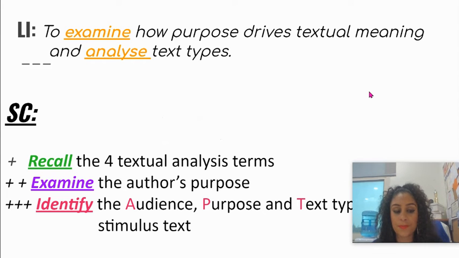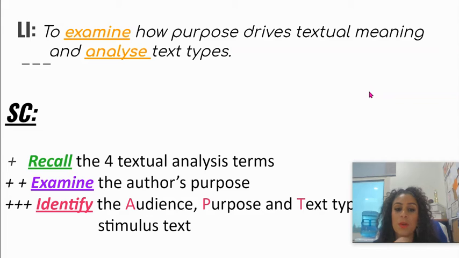Learning intentions. So we're looking at examining how purpose drives textual meaning, and we are continuing to analyze text types. Okay. Our success criteria. You need to be able to recall the four textual analysis terms. So they are audience, purpose, text type. We haven't got to meaning yet, but meaning will be something we start to look at in week 10. Today it's about examining the author's purpose.